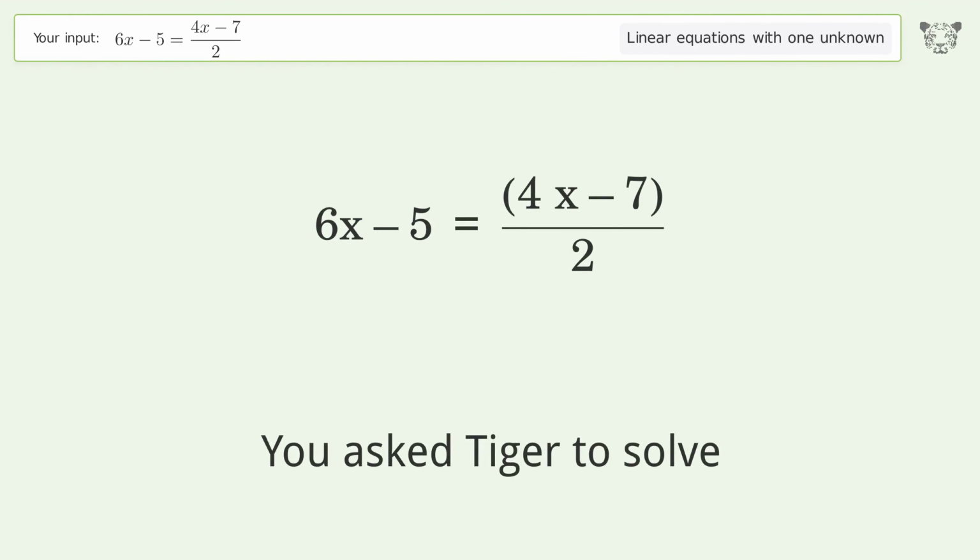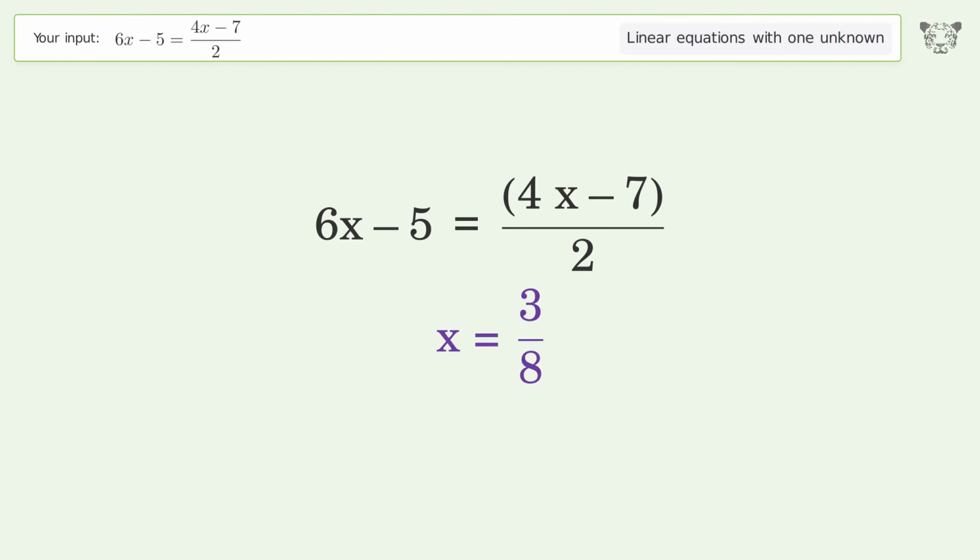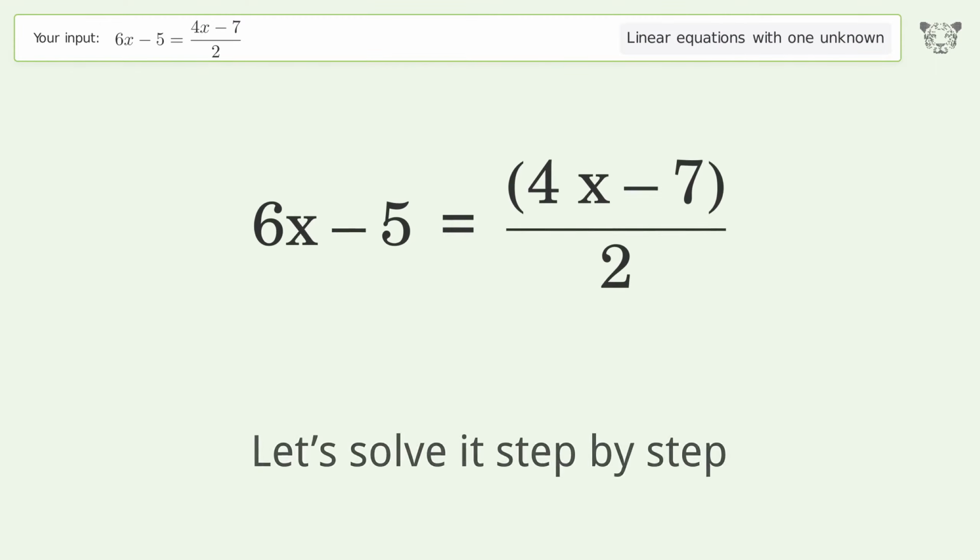You ask Tiger to solve. This deals with linear equations with one unknown. The final result is x equals 3/8. Let's solve it step by step.